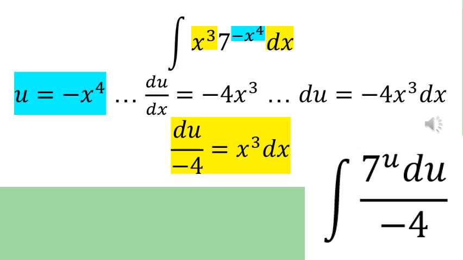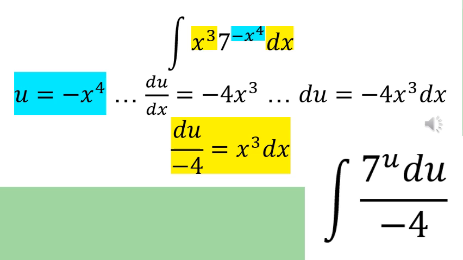So again, if I've got exponents that have stuff in them, that exponent is going to be my u. So here u is negative x to the 4th power. If you do the derivative of that, you get negative 4x cubed. So du is negative 4x cubed dx. I go back and I look at the original problem and I realize, yeah, there's no negative 4 there.